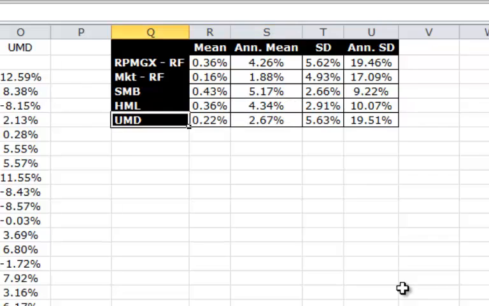4.34% per year. Remember, UMD is the returns to stocks that have done well over the past 6 to 12 months, minus the returns to stocks that have done poorly over the last 6 to 12 months. So on average, stocks that have done well over the last 6 to 12 months outperform the next month. We're ranking based on past performance, and then we're observing the next month. On average, that next month after being ranked, the high-performing stocks outperform the poor-performing stocks by 2.67% per year.